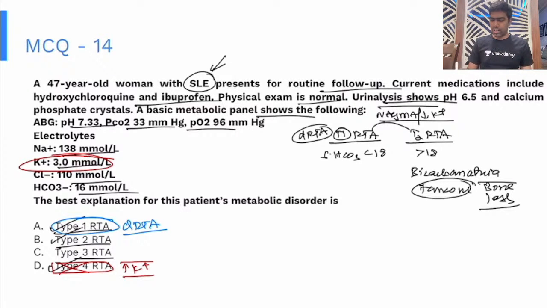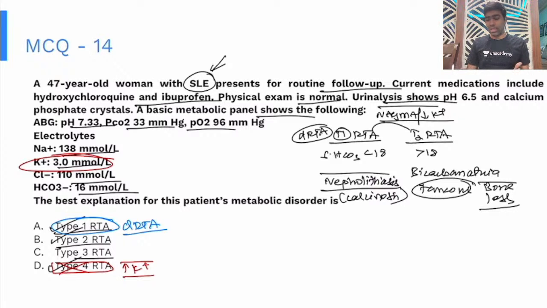And type 1 RTA, on the other hand, will have one peculiar picture called nephrolithiasis. Renal stones. Nephrolithiasis is very, very characteristic. Or they can have nephrocalcinosis. They may not give just nephrolithiasis, they can use the term nephrocalcinosis. That's a very characteristic feature of a type 1 distal RTA.